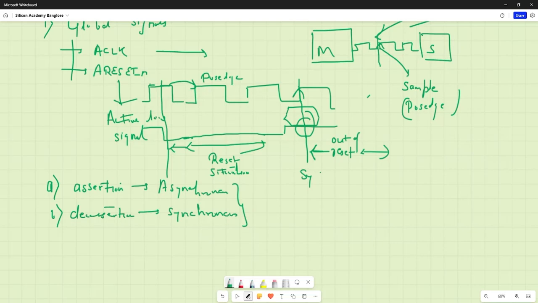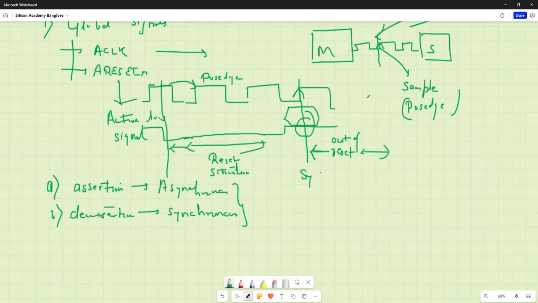Summarizing once again: whenever the deassertion of the reset happens, that is, the reset goes from low to high, the system will come out of reset only when the edge of the clock has happened.